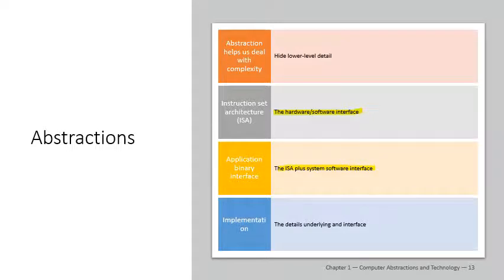Then we have the implementation. The implementation covers the detail of the underlying hardware and interface. So there are different abstractions, or different levels, that are utilized for a computer program to describe the levels.